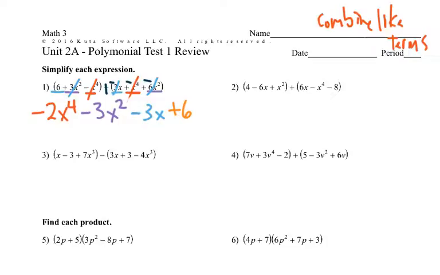Okay, number 2 now. Number 2 is addition, so just look for your highest. My highest is negative x to the 4th, so negative x to the 4th. My next is x squared, so plus an x squared. Then negative 6x, positive 6x, they'll cancel. Then 4 minus 8 would give me negative 4. And that's all there is to it on these ones.